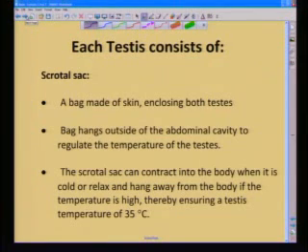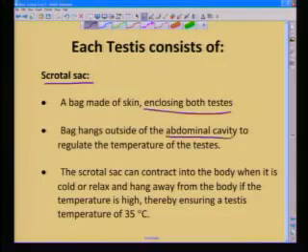So those are your secondary sexual characteristics. All right, now, each testis consists of the scrotal sac. Now, this is a bag of skin, and what it does is it encloses both the testes together. In the center of the 2 testicles, you'll find that there's almost a ridge or a join of the scrotum as the 2 halves join in the middle.